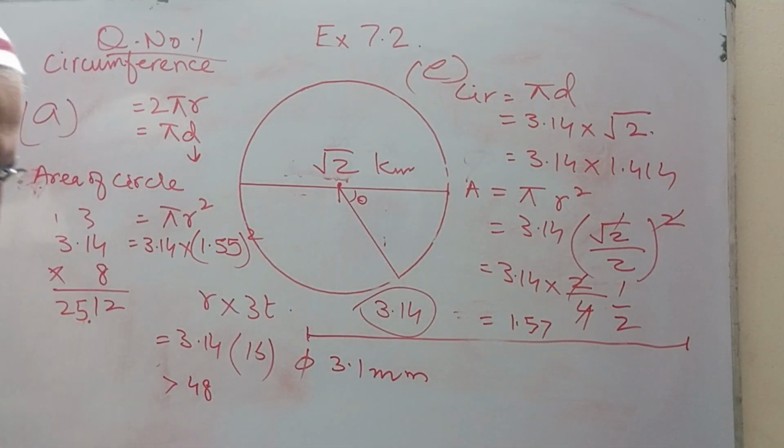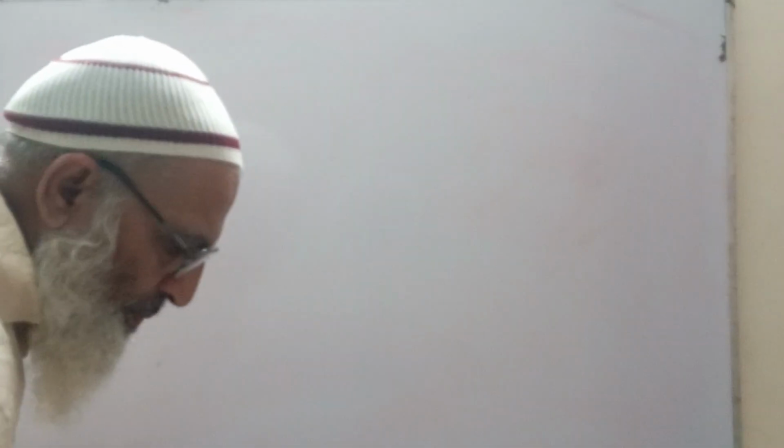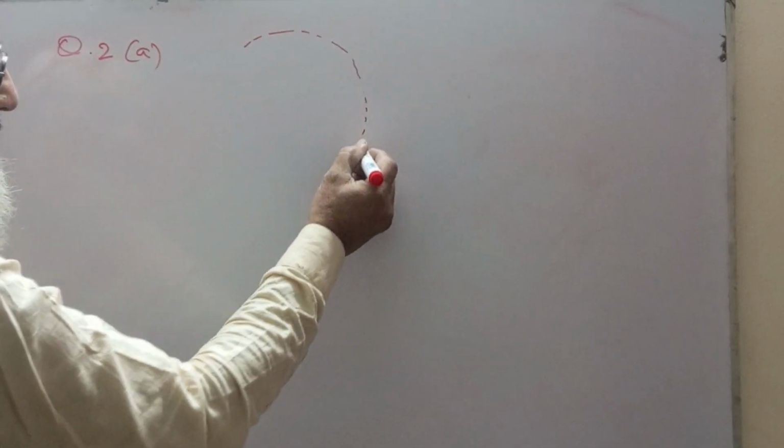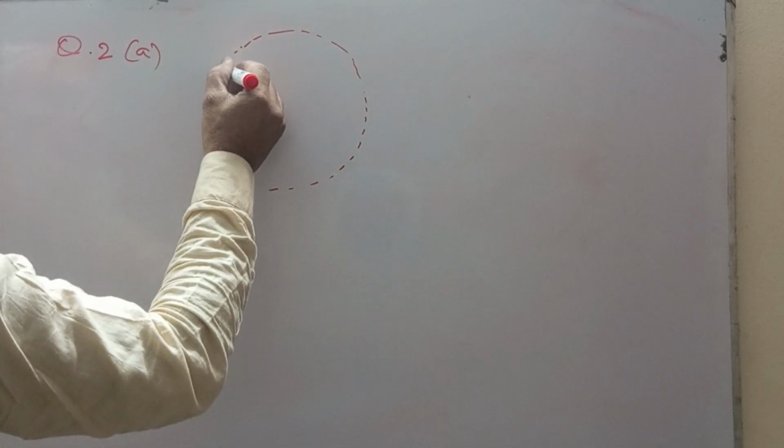Now let me proceed to question number 2, where the level of difficulty is a little high. Now dear students, start question number 2 from part A. Question number 2, part A. We have been given some figures, and what we have to calculate is the shaded region from that figure. Now I am going to draw it freehand, to save time.